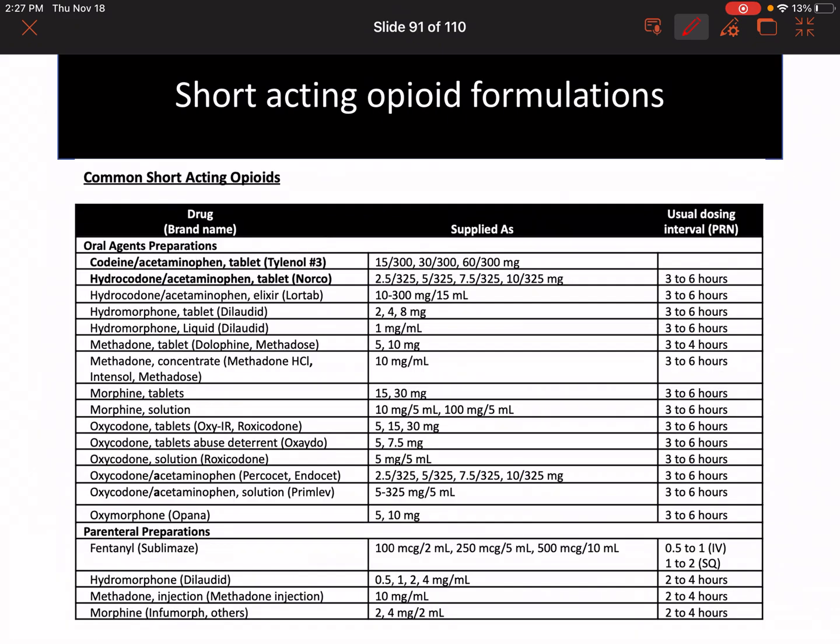Next, we can look at our short-acting formulations. Also set up in a very similar way with your usual dosing interval, what it's supplied as, and formulations. You see that we have several different options as far as oxycodone tablets. For this patient, we can probably just use the regular tablets. We don't need the liquid. It comes in 5, 15, and 30, and it can be dosed every 3 to 6 hours.